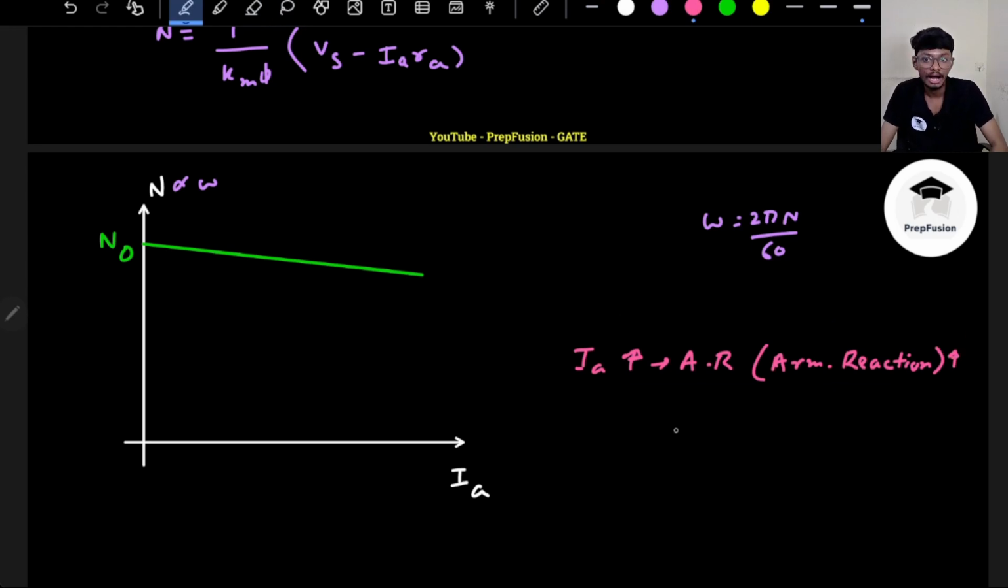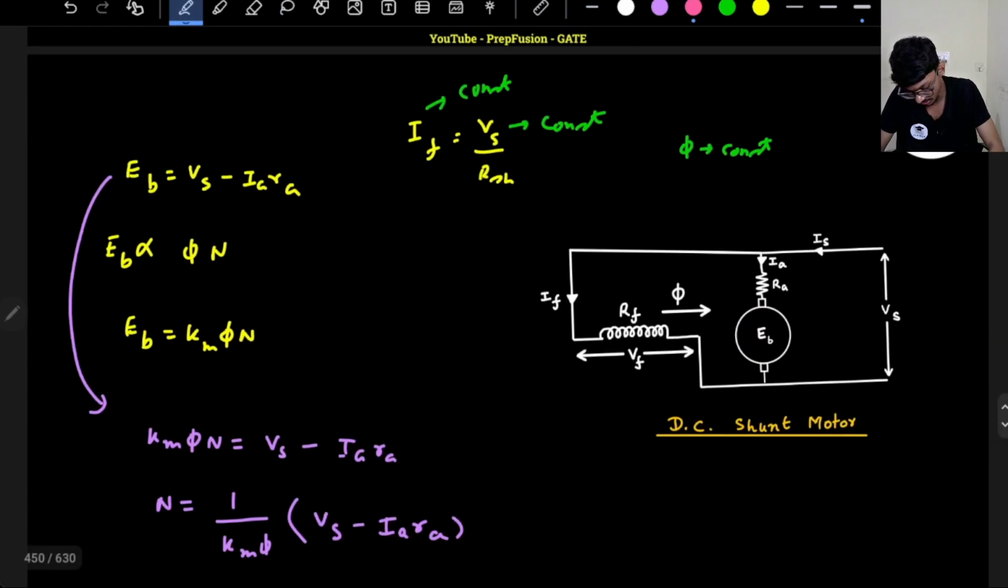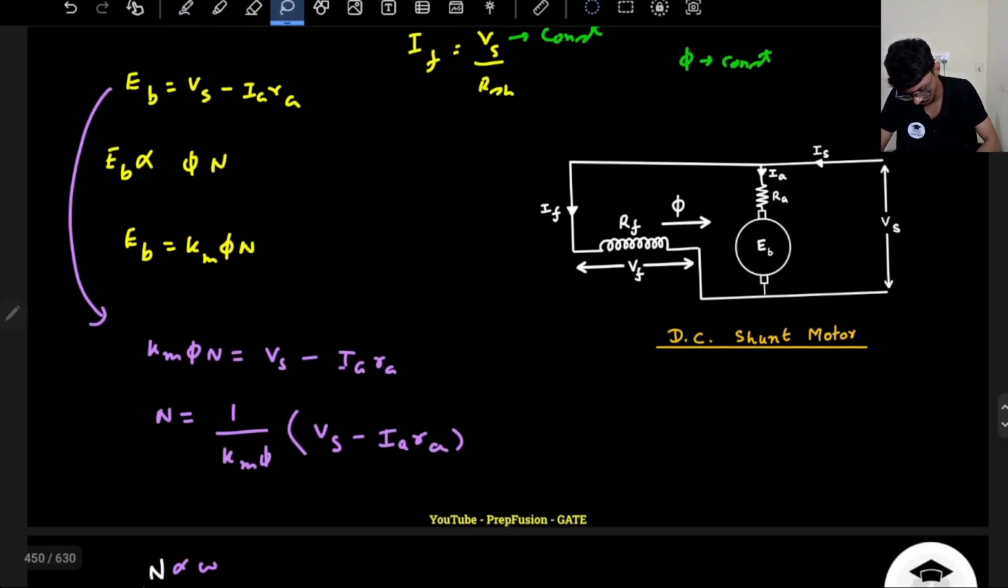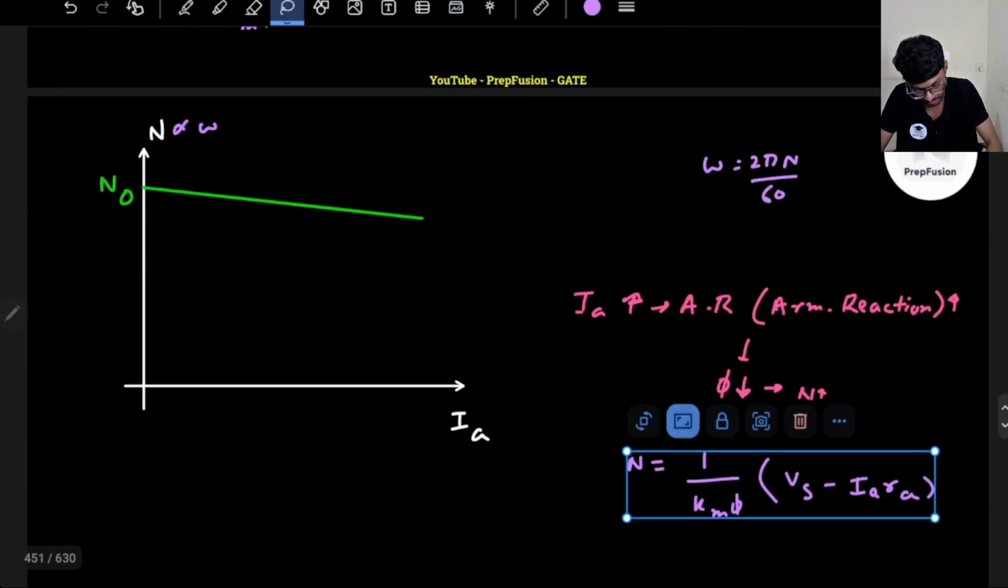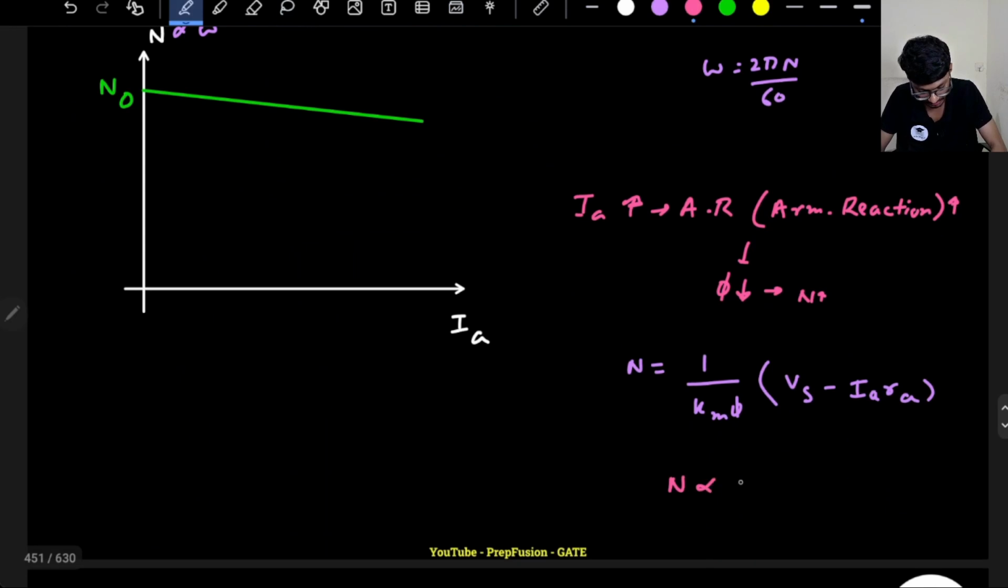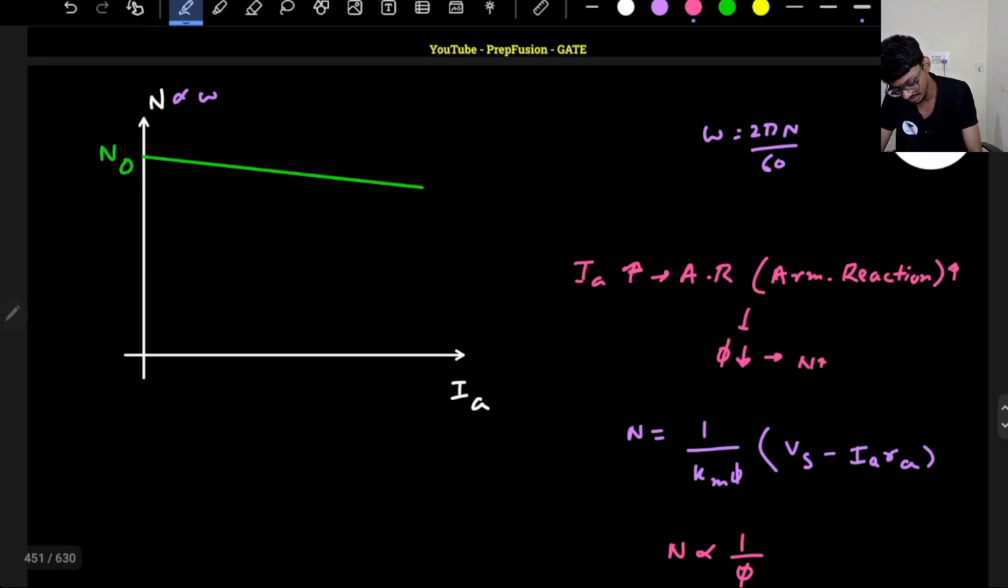Okay, if armature reaction increases, what happens? The flux actually reduces. So the speed actually will increase. Why? What was the equation of the speed? Equation of the speed was this, right? If you see, speed was inversely proportional to flux. So if flux reduces, speed will increase. So this graph is with armature reaction neglected.